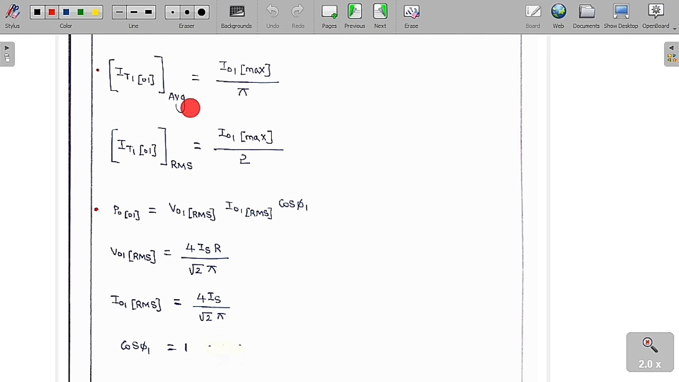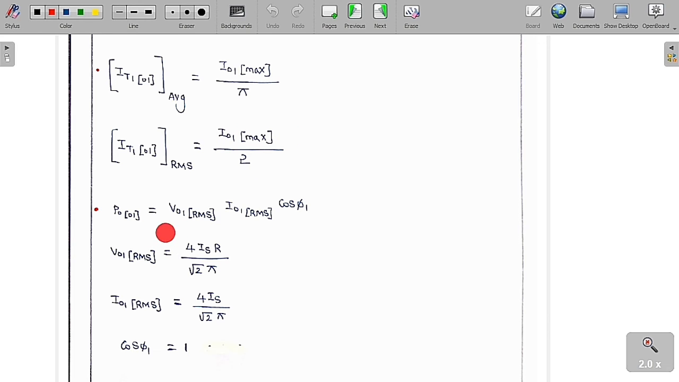If you want to find the average value of the fundamental component of the thyristor current, which is basically a half-wave rectifier, it is maximum value by pi, where the maximum is the maximum value of the fundamental component of the output current. The RMS value of the fundamental component of the thyristor current is maximum value by 2.